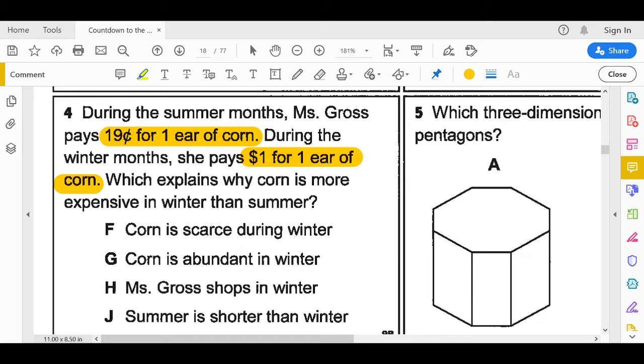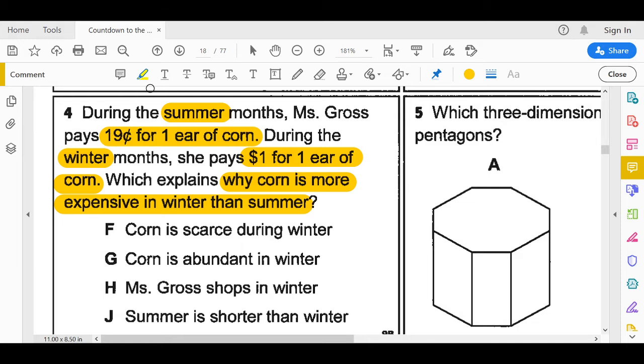So for summer months, that is 19 cents. And during the winter months, she pays $1 for 1 ear of corn. That's way more money. Which explains why corn is more expensive in winter. So we need to explain why corn is more expensive in winter than summer. Again, in winter is $1. In summer is 19 cents. So let's read the options.